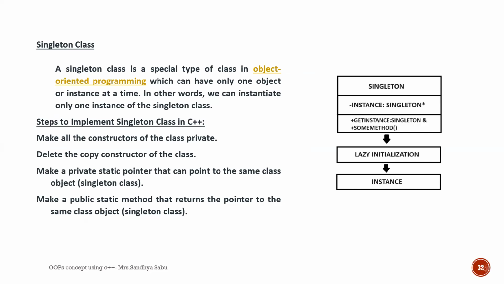Next one is the new concept called singleton class. As I said earlier, when it comes to objects, we can create as many objects as we want for a class. But a singleton class has a restriction: we can create only one object, that is one instance, at a time. So what are the steps to implement the singleton class in C++? First, we should make all the constructors of the class private. Usually we declare or define constructors in the public section, but to make it a singleton class, we have to declare them in a private space. Then we should not use any copy constructor, and we should make a private static pointer that can point to the object of the same class, and use a public static method that returns the pointer to the same class object.